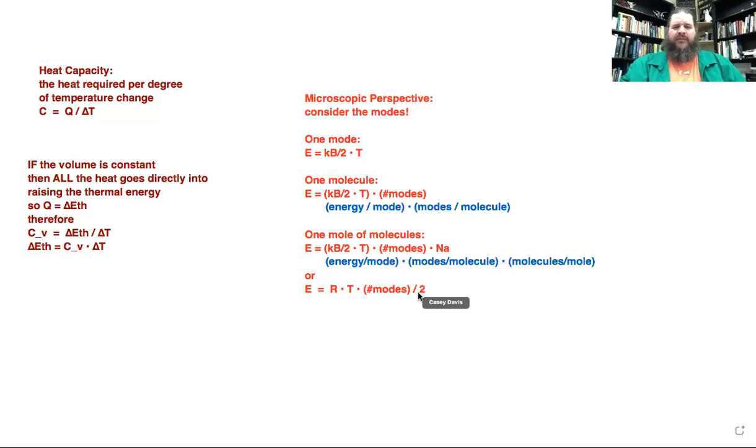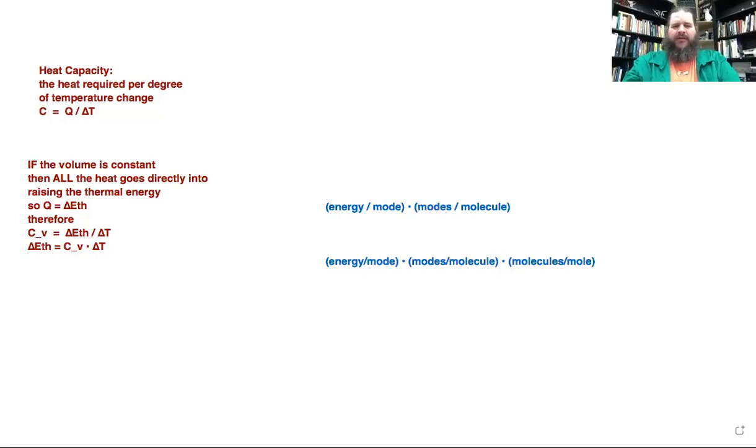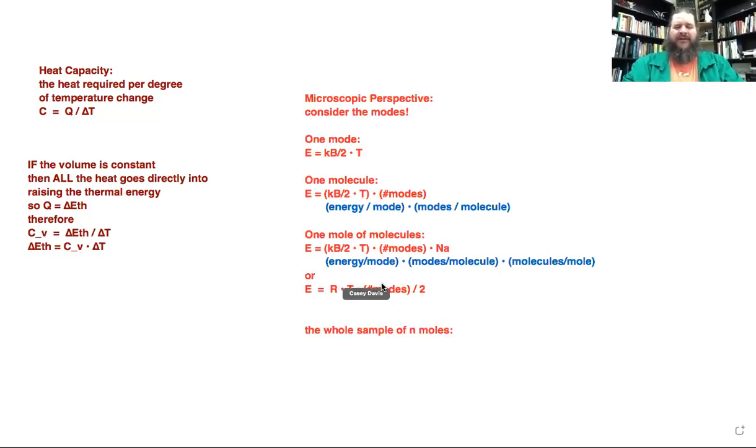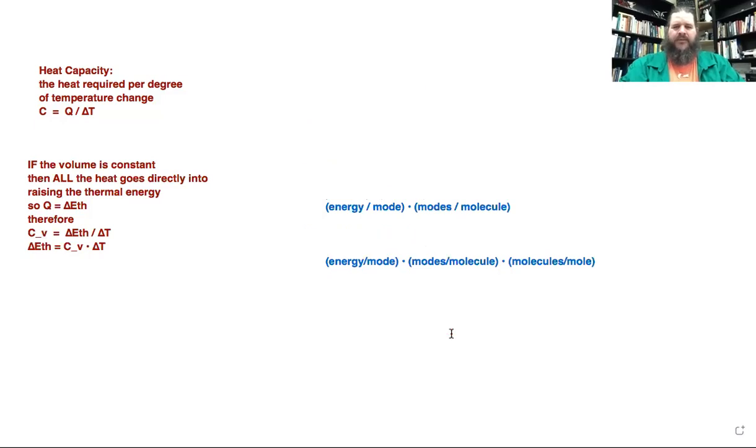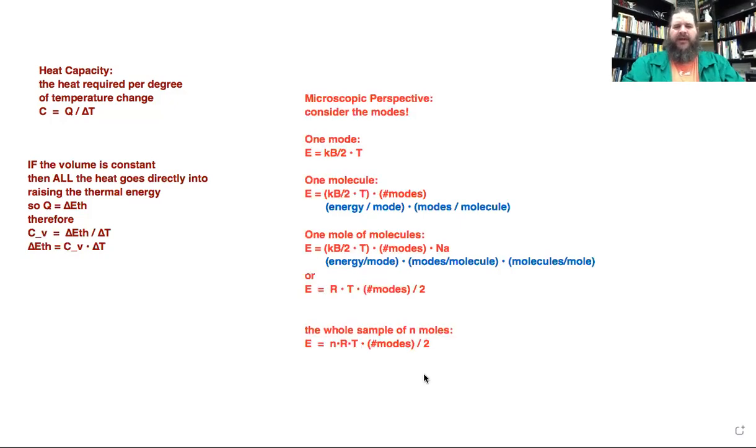And then one last thing, presumably we're not going to be dealing with exactly 1 mole. We could be dealing with any number of moles. So if we're dealing with the whole sample of n moles, we could just take the formula we have so far, R times T times number of modes over 2, and do what with it? Would it be multiplied by the number of moles you have? So if you have 2 moles, you multiply that formula by 2? Yeah, exactly, multiply that whole formula by n. So this would be the energy of the whole sample.